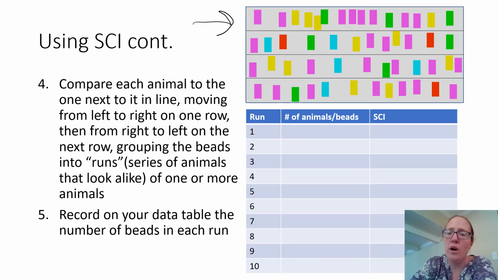So you're going to record how many animals look the same. Again, you don't have to identify it. You don't need to know that the pink beads are dragonflies. You just need to know that the pink beads look different than yellow beads. So here we go.